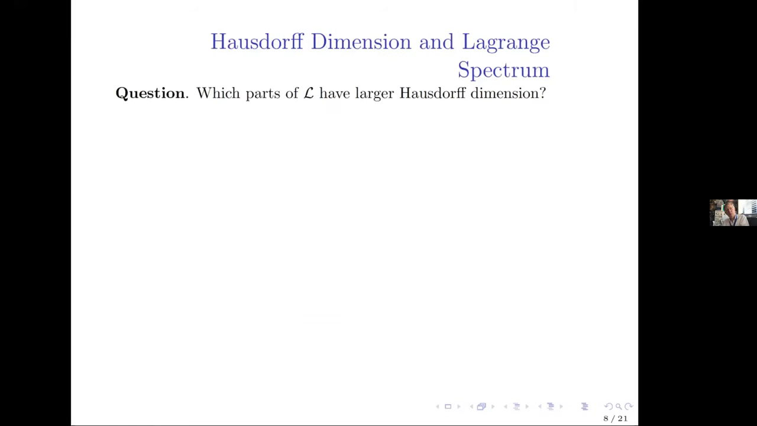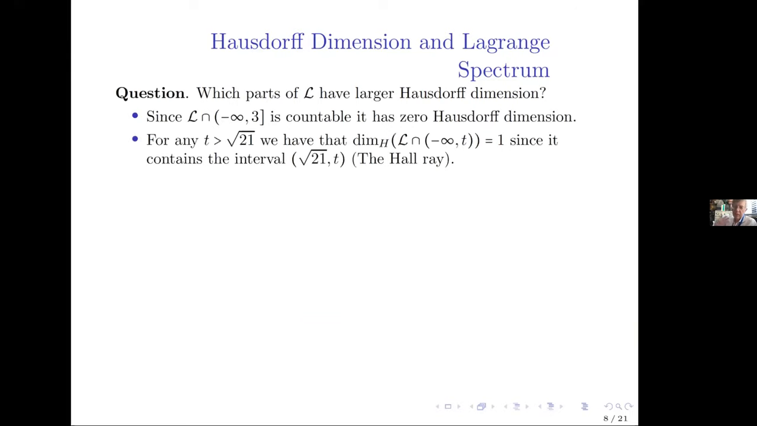And the question is, where does the set have more Hausdorff dimension? And as I've already observed, below 3, it's countable, so it's got 0 dimension. If you go far enough to the right, you get an interval. So therefore, the spectrum is going to have Hausdorff dimension 1 because it's a set of positive measure.